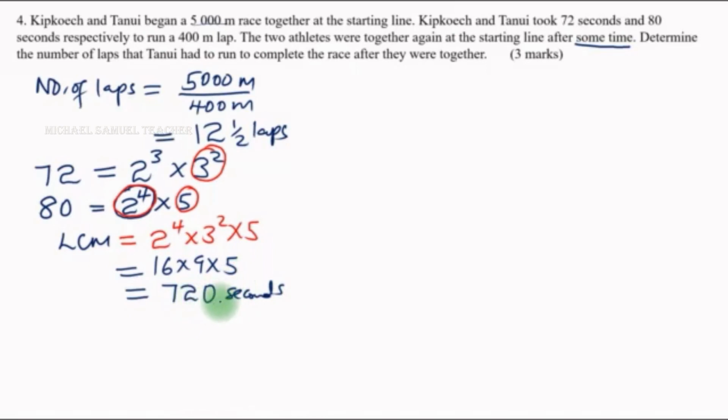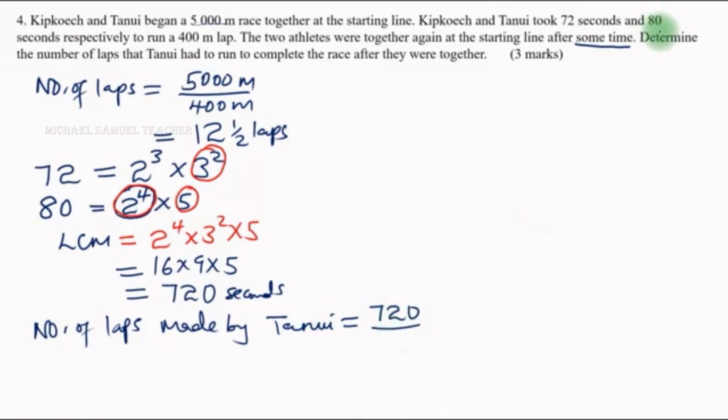So after 720 seconds, that is when they met. Now, number of laps made by Tanui, determine the number of laps that Tanui had to run to complete the race after they were together. So, number of laps made by Tanui, it is 720 divided by 80. So this is 9 laps.